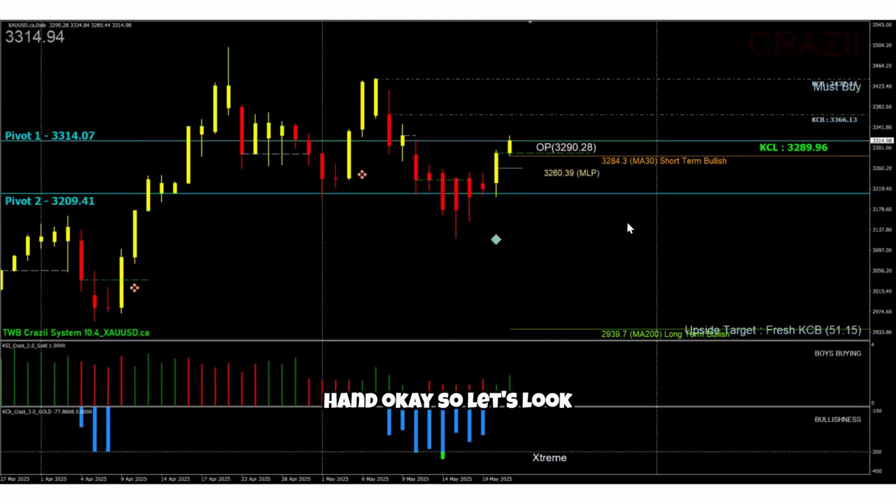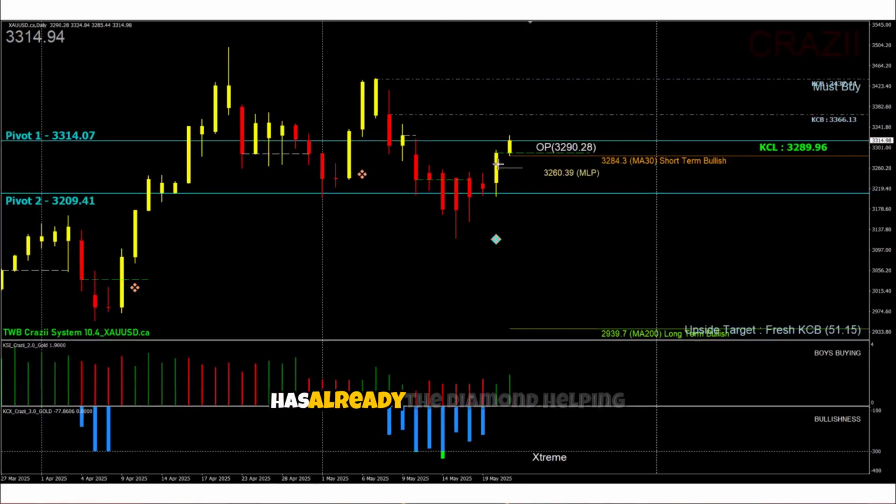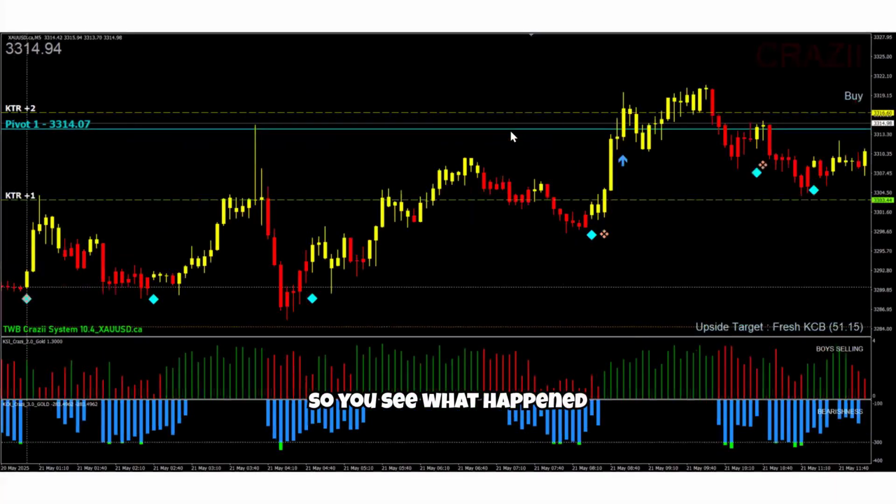Okay, so let's look at gold. Gold is what we saw yesterday. Pretty cool, right? Obviously, the first thing first, it has already the diamond helping you. So as long as gold stays above the KCL, which is 32.89, which is the same number here, you should buy already. You don't need to care. 32.89 was a buy zone level. So you see what happened?